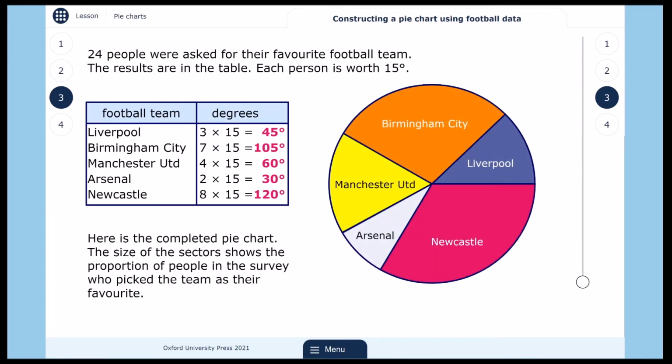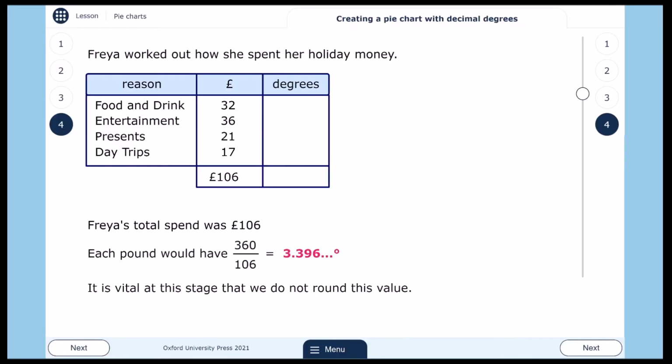I'd recommend doing this as you measure out each section so you don't muddle up the labelling at the very end. I'd also recommend giving your pie chart a title so people can easily see what the data represents. In the second example, we're looking at how Freya spent her holiday money.